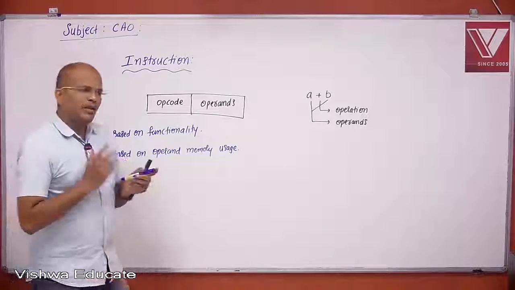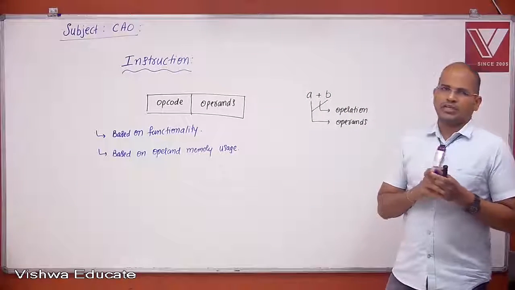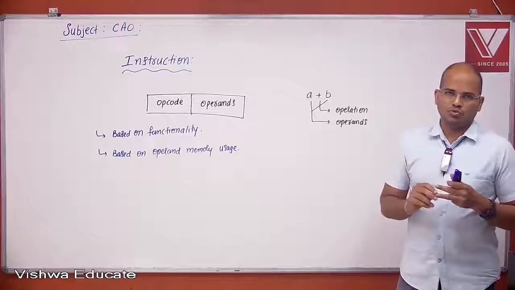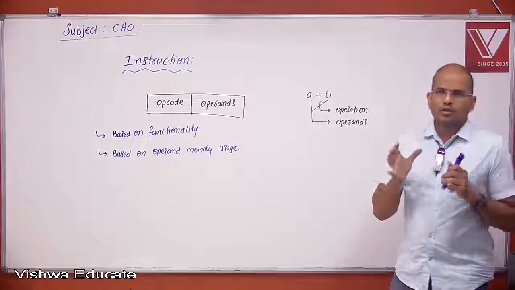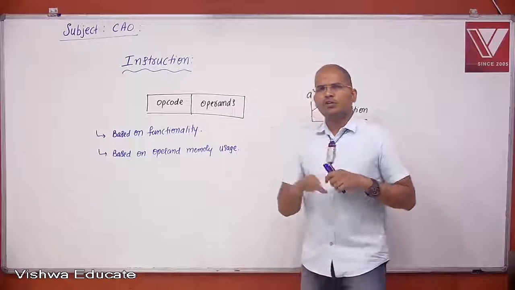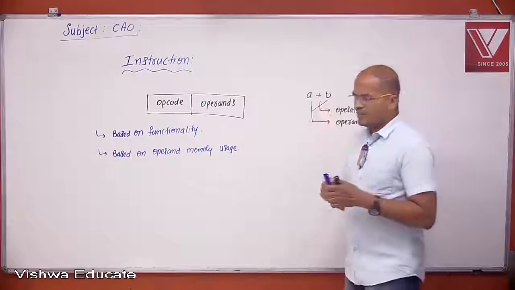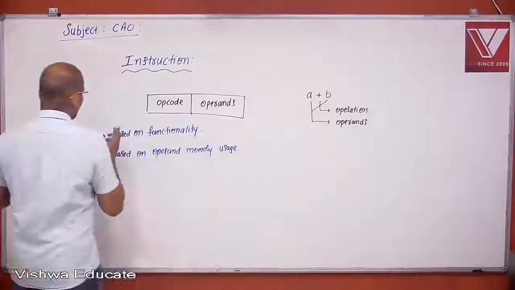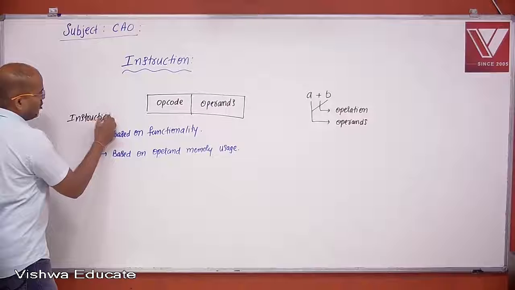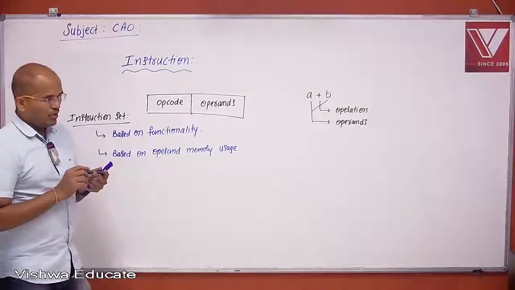So for any processor, instructions can be of these two categories: based on functionality and based on operand memory usage. A few people also tell you that you can classify instructions based on addressing modes. Not an issue, we'll speak about what an addressing mode is in the next few minutes, but for the moment, I classify my instructions based on functionality and based on operand memory usage. So that is the instruction set. Now let us step forward.